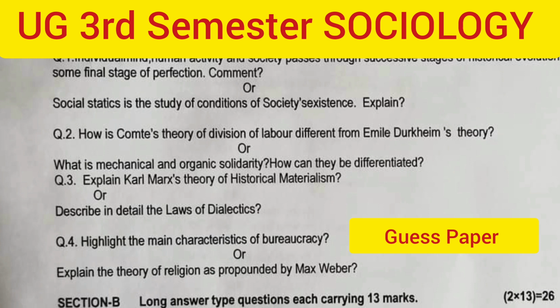Now, coming to question number 4. Highlight the main characteristics of bureaucracy. This question is from Unit 4, that is Max Weber. Or explain the theory of religion as propounded by Max Weber. Religion is not in the syllabus. You will be asked to discuss the concept of ideal type of Max Weber.